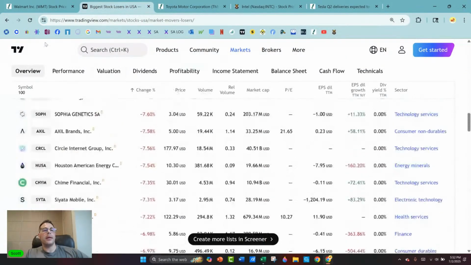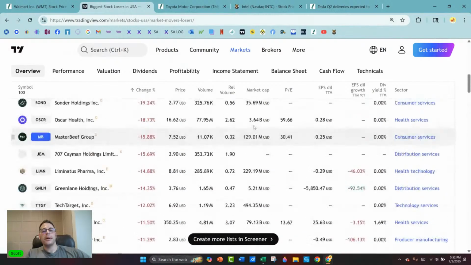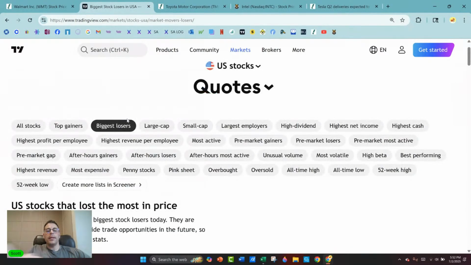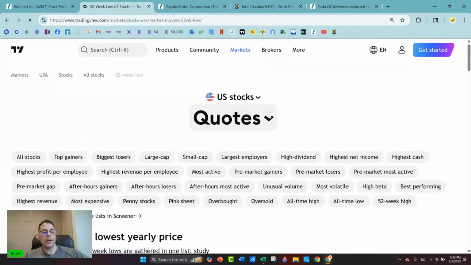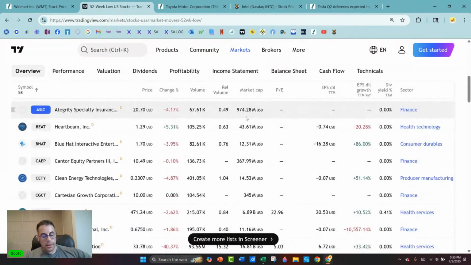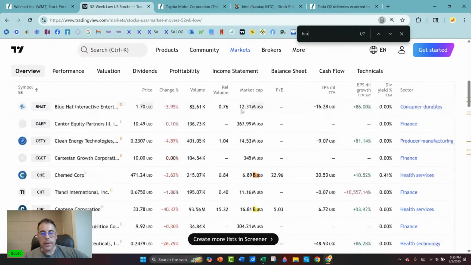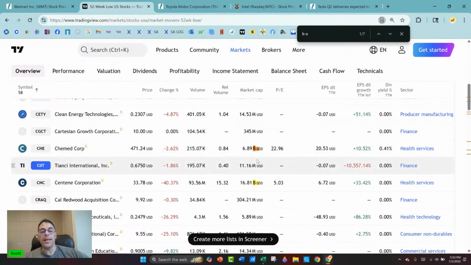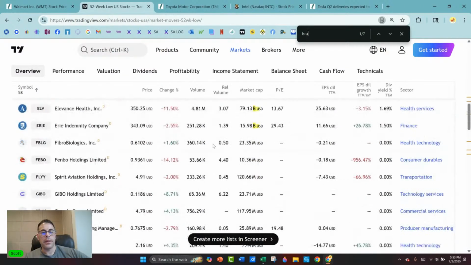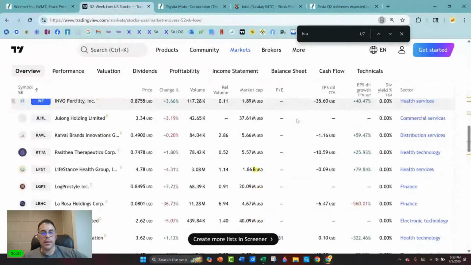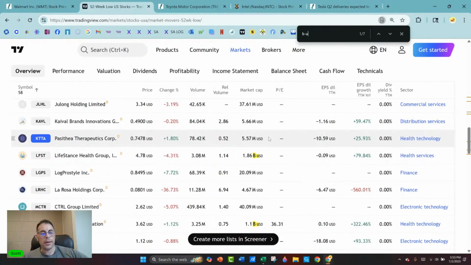I like this website a lot, tradingview.com, because I like the sections that you can choose from, like large cap, small cap, pre-market, most volatile, 52-week low. This gives you a kind of a look into companies that are highly discounted. A lot of healthcare companies on this list, which is interesting.